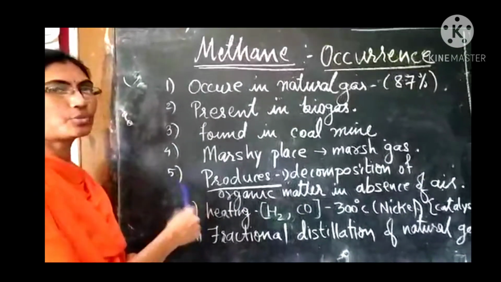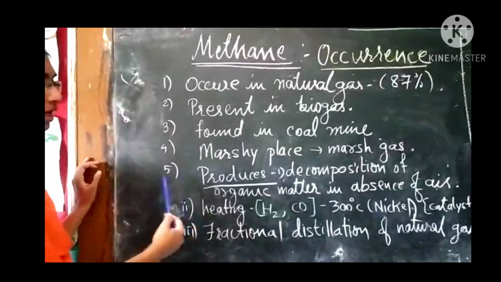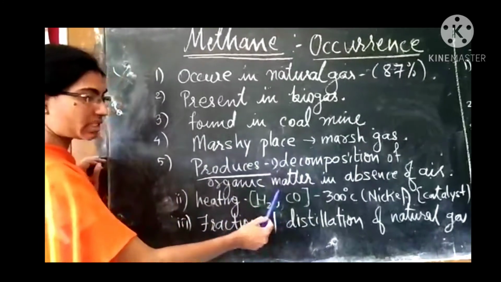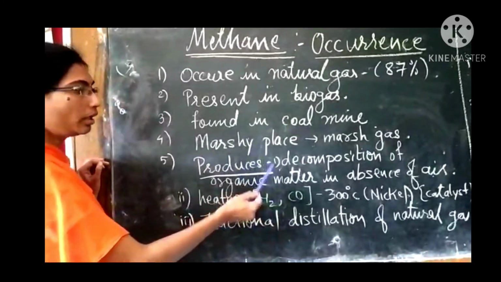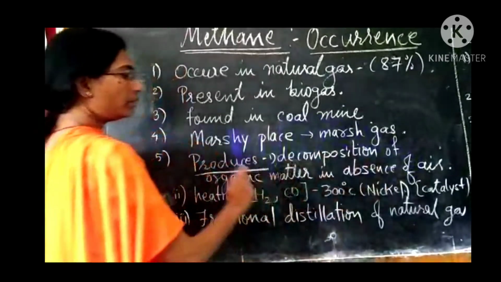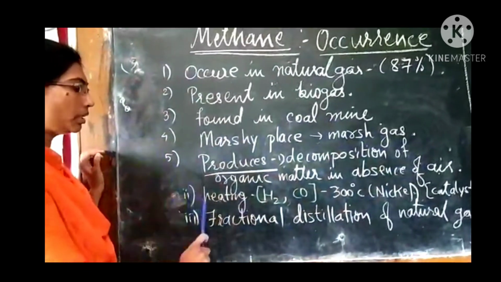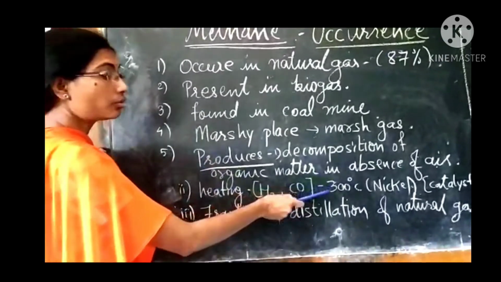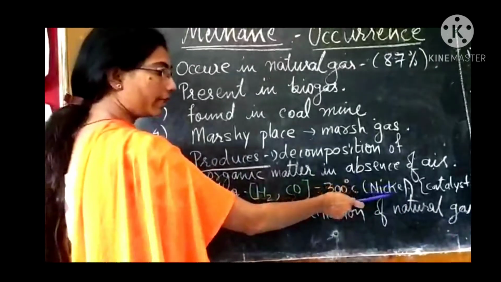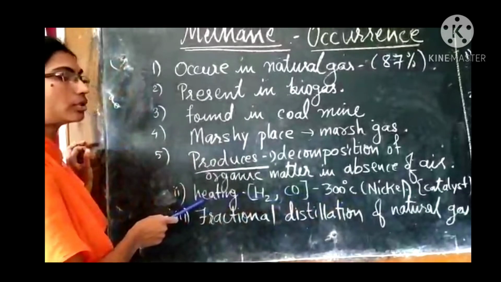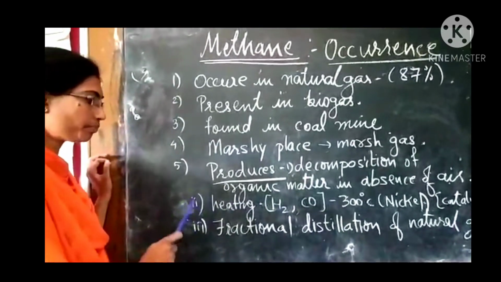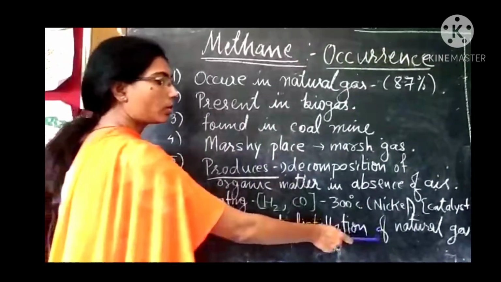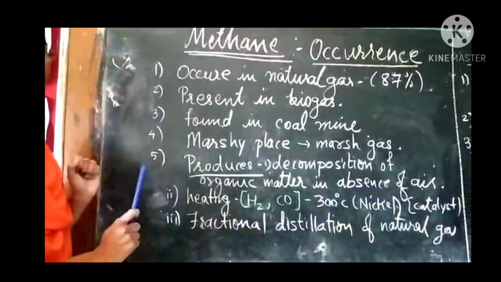Now methane gas is produced during various chemical processes and reactions. Let's see that. Whenever decomposition of organic matter takes place, organic matter meaning plant or animal products, in the absence of air, methane gas is produced. Similarly, on heating hydrogen gas and carbon monoxide gas at 300 degrees Celsius in the presence of nickel as a catalyst, methane gas is also produced. Then you have studied fractional distillation. During fractional distillation also we get methane gas.